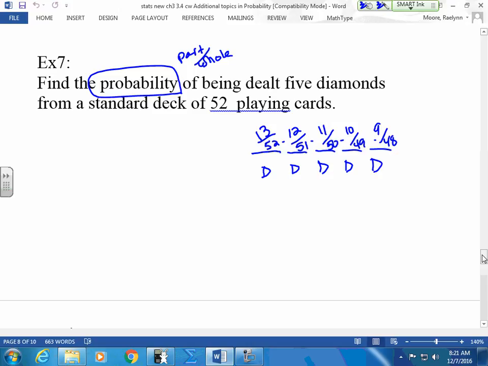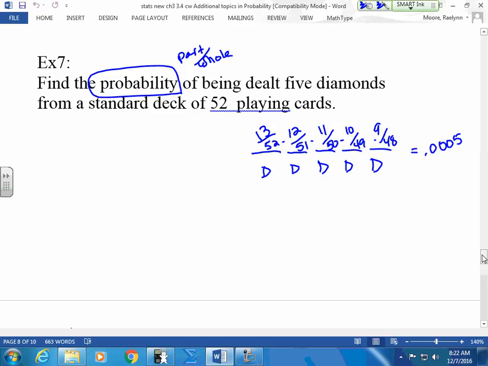Okay, and you can do it this way. It becomes very small. Is this called a flush? Is this a flush when they're all the same suit? Yes. Flush. This is when they're all the same suit.